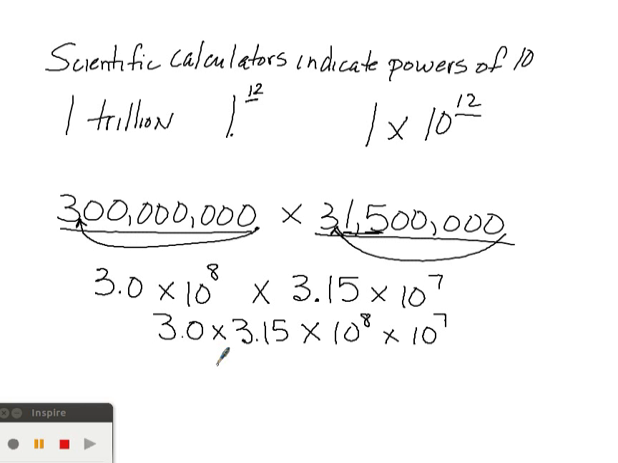3.15 times 3 is actually pretty easy to do in your head. It would be 9.45. And if you can remember back to last lesson where we talked about the law of exponents, if you have the same base and you are multiplying two numbers, you can just add the exponents. So 10 to the 8th times 10 to the 7th is 10 to the 15th. So you've made a hard problem pretty easy.